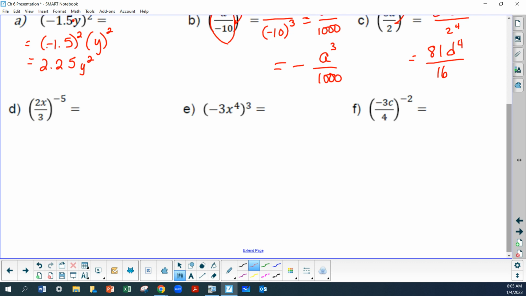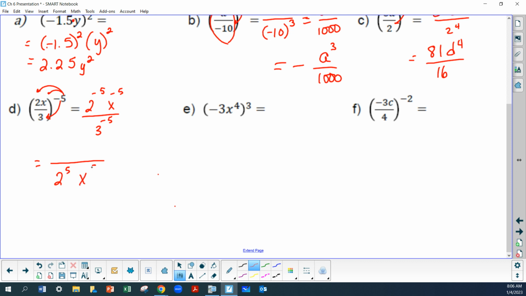Okay, D, a little extra challenge. The extra challenge is the fact that we've got this negative, right? So we know from yesterday what negatives will do, but let's distribute. So this is going to go to each and every item, and I'm going to end up with 2 to the negative fifth, x to the negative fifth, and 3 to the negative fifth. Well, negative exponents cause things to go from top to bottom or bottom to top. So my 2 to the fifth is going to sink down below. I will write it as a positive now since I moved it.